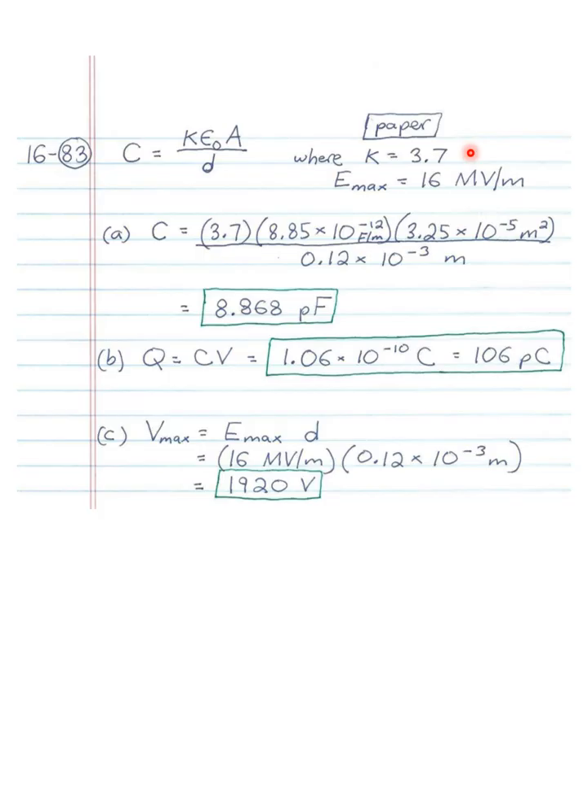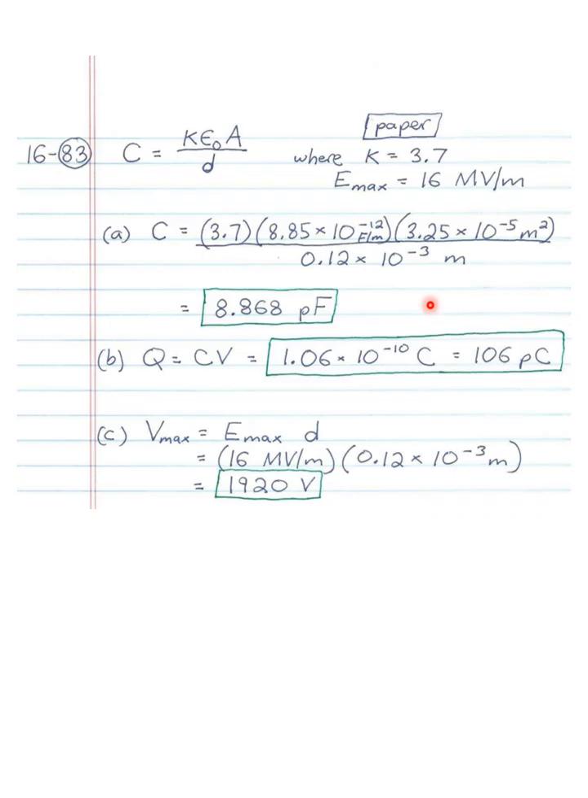It'll be relevant to part C that the maximum electric field that can be sustained through the material is 16 megavolts per meter. So in part A, we use the capacitance equation. You can see I've plugged in all those values, and we get 8.868 times 10 to the negative 12, I'll say 8.868 picofarads. Once we have the capacitance, part B asks for the charge, and that's going to be the capacitance times the voltage. And in this problem, it says 12 volt potential difference. So there we have 1.06 times 10 to the negative 10 coulombs, or 106 picocoulombs.